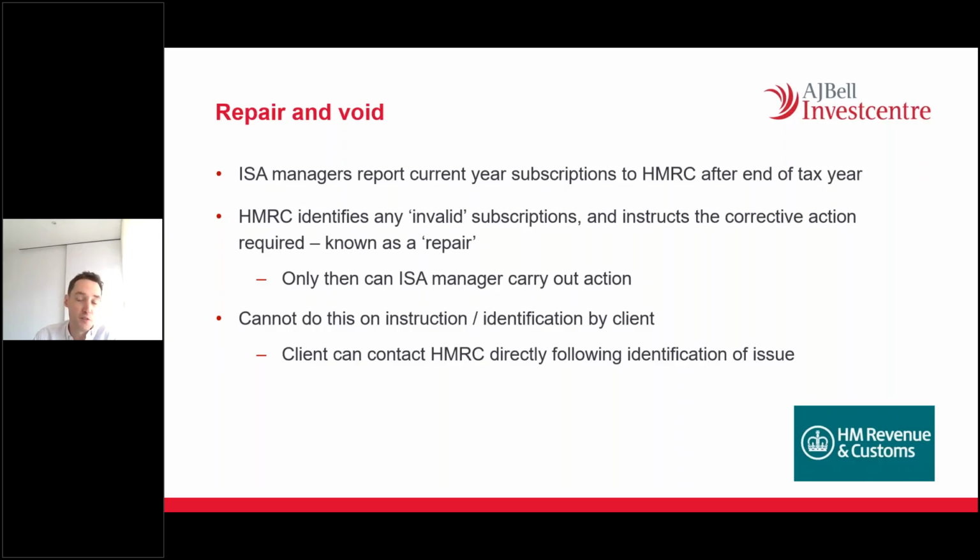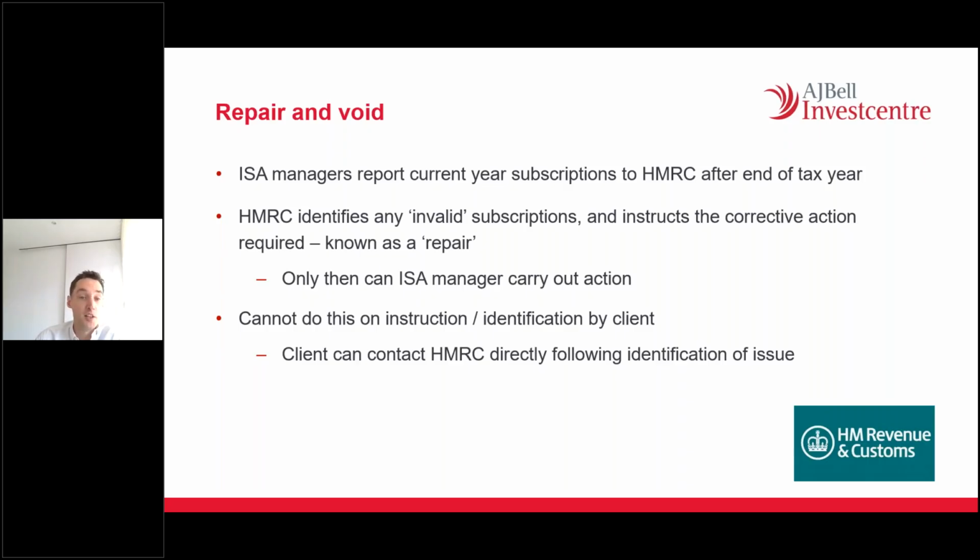So HMRC will identify where the invalid subscription has occurred, and then they'll let the ISA manager know how to perform a repair on that. So if there's an excess of the person's annual subscription allowance, HMRC will say you need to remove X amount of money from the ISA. So that can be done either by a refund to source of those funds, or if the money's been invested, you could potentially just do a transfer out to a non-ISA environment, so into a dealing account or a GIA to actually repair it. That's technically the only way for an ISA to be repaired, so we have to wait for that notification from HMRC.